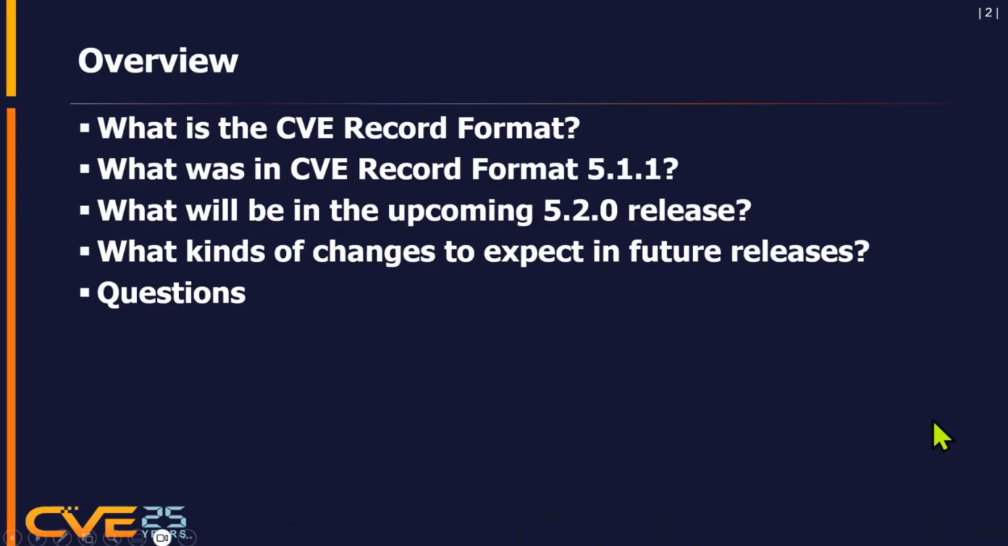So, overview. I'll provide an overview of the record format just to make sure everybody understands what the CVE record format is. I'll give a glimpse of what we released in the 5.1.1 release, which is what is current. We also have some new features implemented for the 5.2.0 release, which is due to drop on October 29th. And then we'll cover some of the things that we've been discussing and that's on the horizon for future releases of the CVE record format.